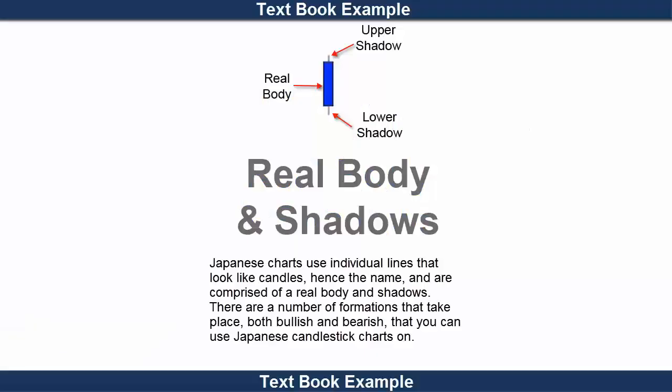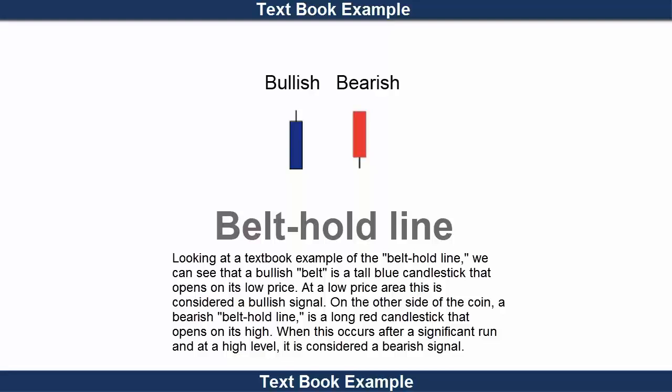So what makes Japanese candlestick charts different from Western charts? Japanese charts use individual lines that look like candles, hence the name, and are comprised of a real body and shadows. There are a number of formations that can take place, both bullish and bearish, that you can use Japanese candlestick charts on. Looking at a textbook example of the belt hold line, we can see that a bullish belt is a tall blue candlestick that opens on its low price. At a low price area, this is considered a bullish signal.